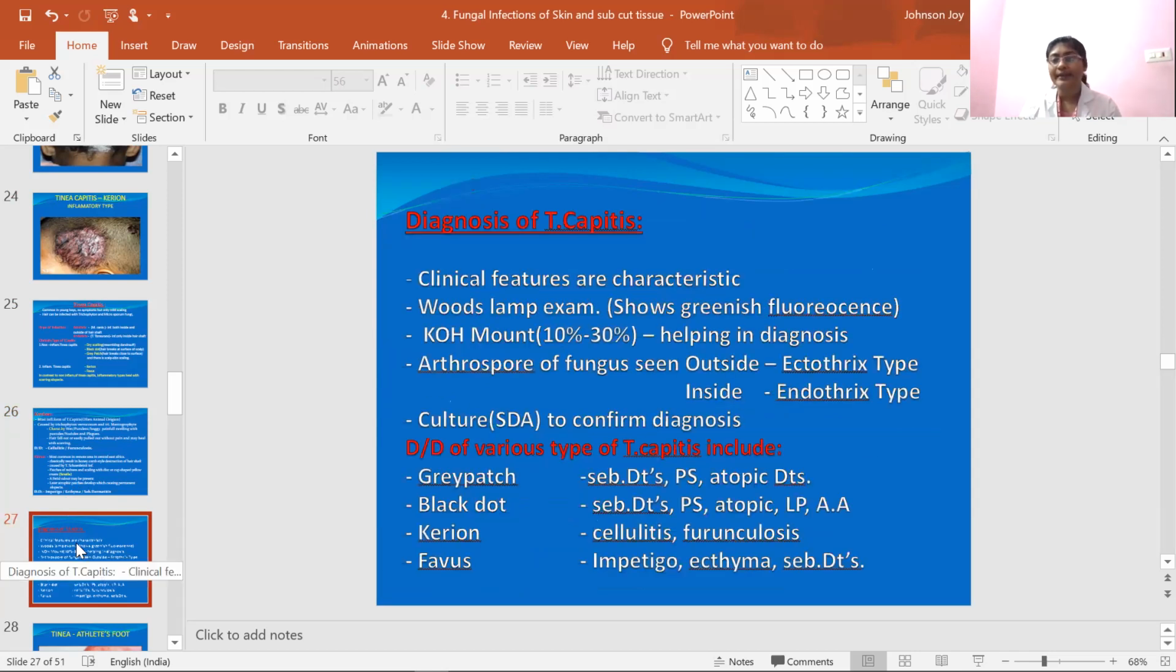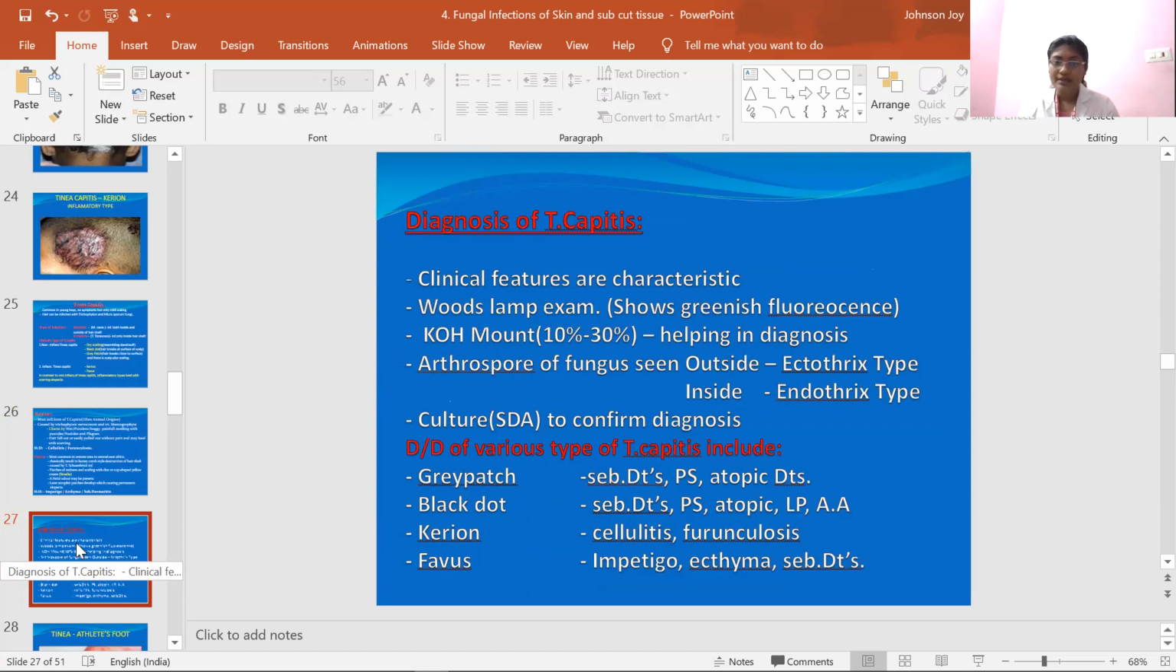Now, diagnosis of tinea capitis. How will you diagnose? The clinical features are only the characteristic. Wood's lamp examination for tinea capitis shows greenish fluorescence. We studied that yellow fluorescence is shown by tinea versicolor, and for tinea capitis, Wood's lamp shows greenish fluorescence. Now, the KOH mount, about 10 to 30%, helps in the diagnosis.